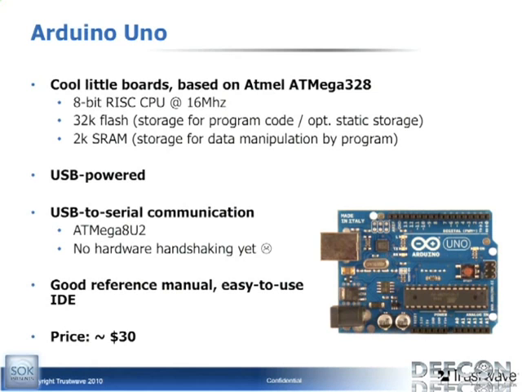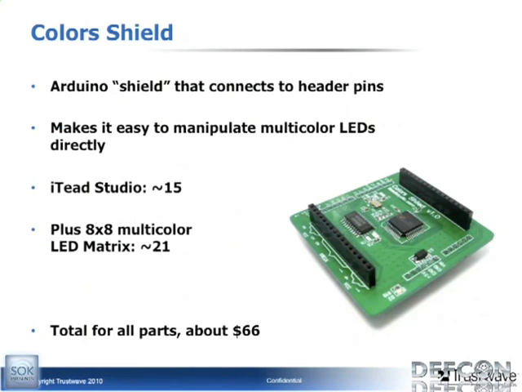You can get that for about $30. There's also something called a color shield. This is a really cool little thing. The add-on boards for Arduino are called shields, so when you see the word shield, that means an add-on board for the Arduino. And this one has a chip on it to control LEDs. So it makes it very easy.